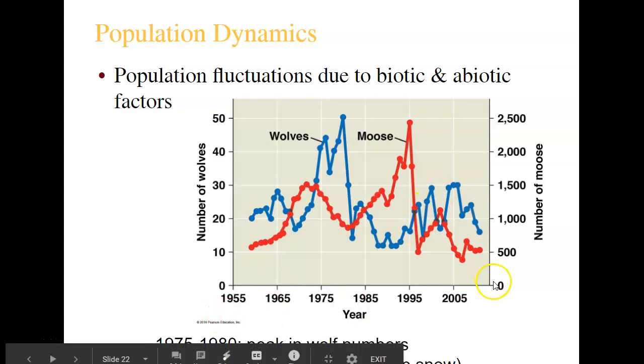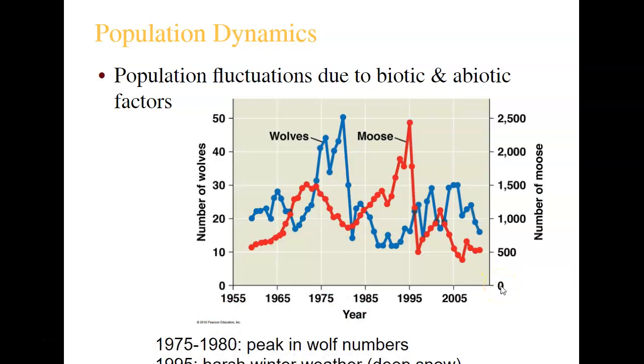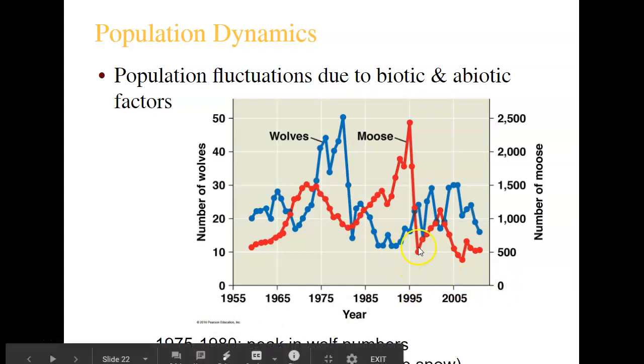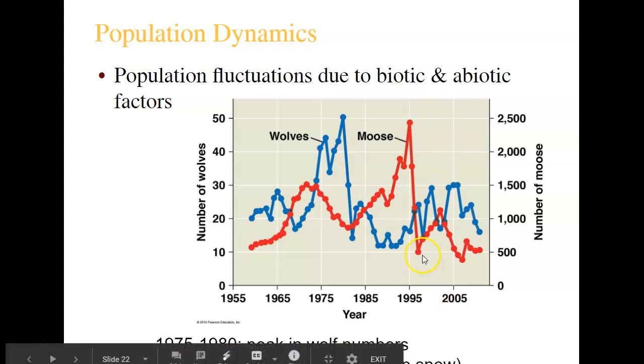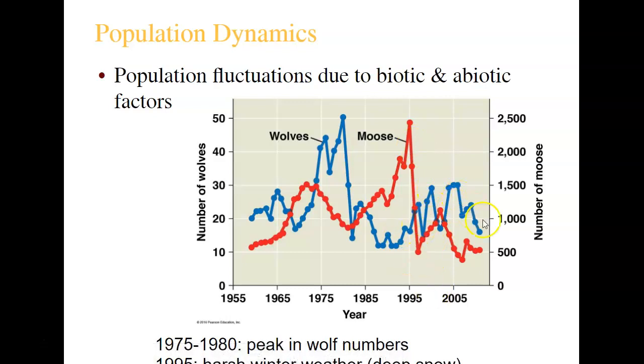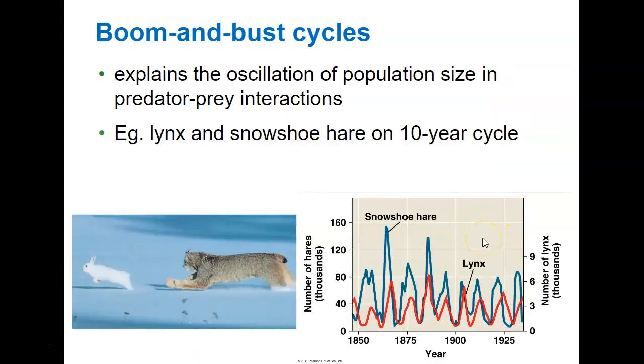And you can see that in this case, in 1995, there was a harsh snow. So in that case, that abiotic factor of snow dropped the moose population very heavily. And then that had consequences to the wolf population as a result. Here's another example of the hare and the lynx. Again, you can more clearly see the peaks going back and forth, and the predator always peaks after the prey. So you can see the red peaks are always slightly after the blue peaks.